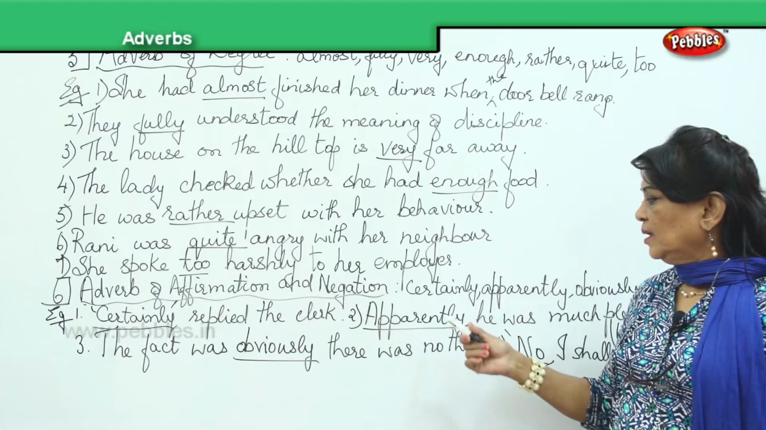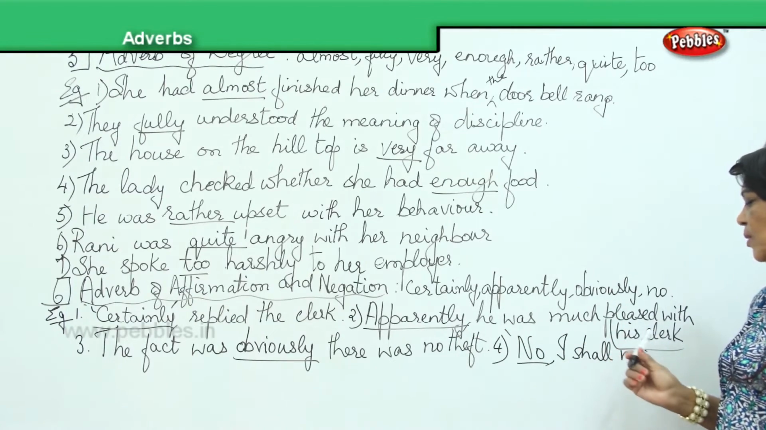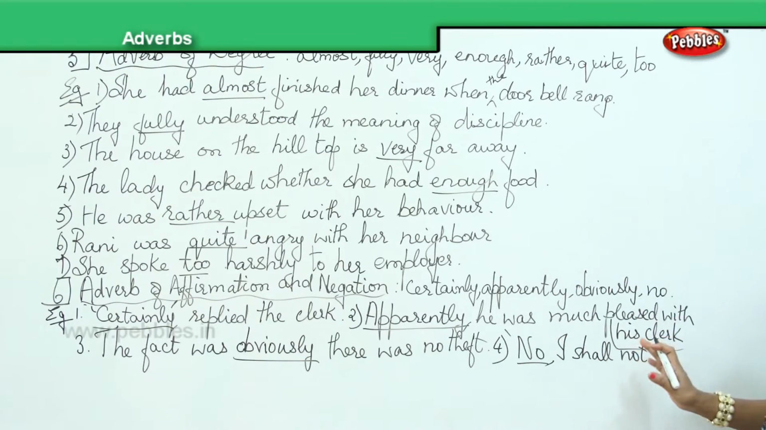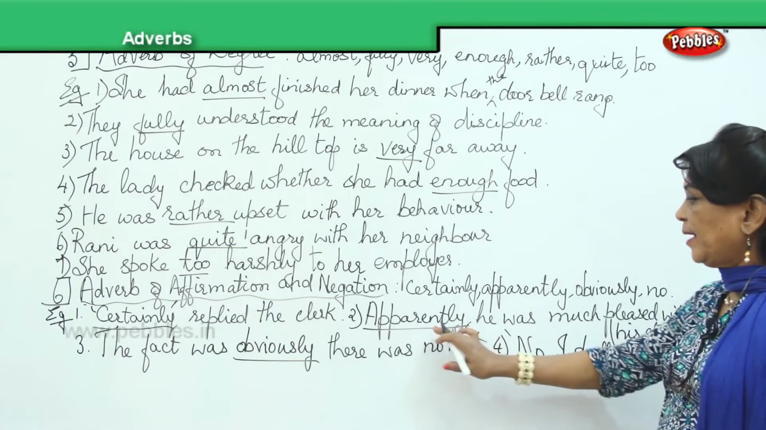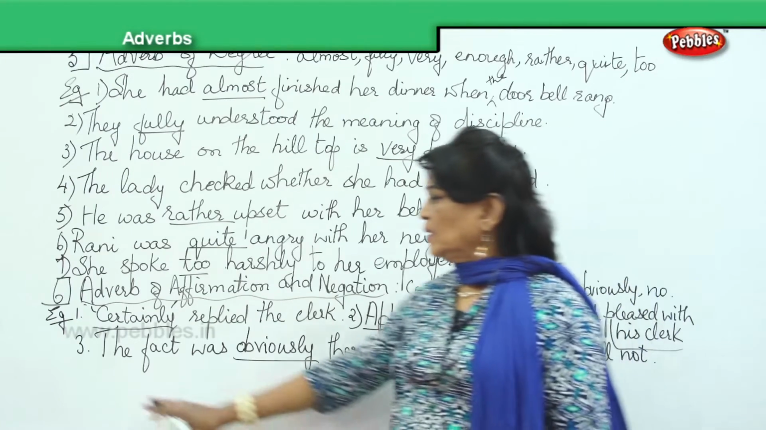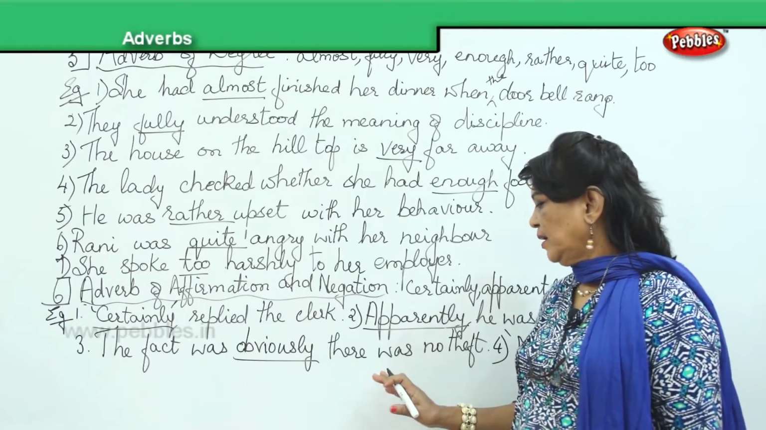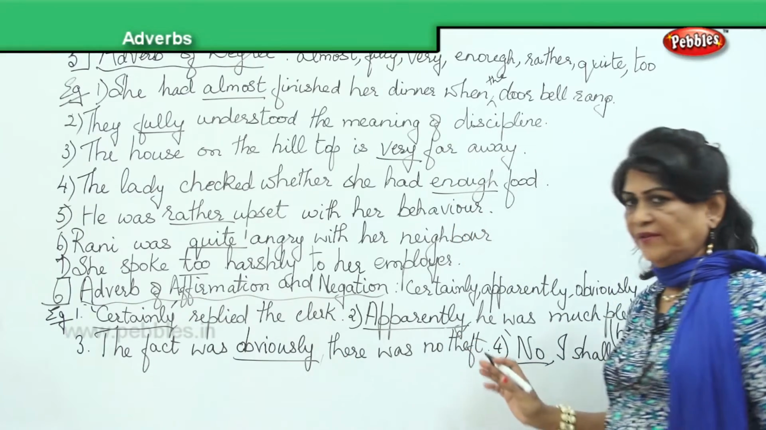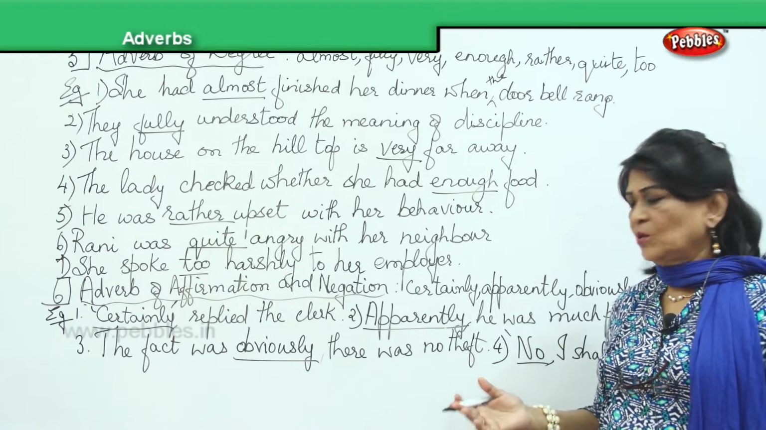Apparently, he was much pleased with his clerk. Here, apparently is an adverb of affirmation. Third one, the fact was obviously there. The fact was obviously there was no theft. The fact remains obvious that there was no theft.